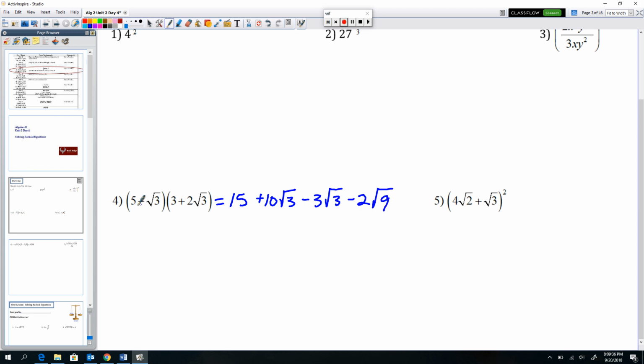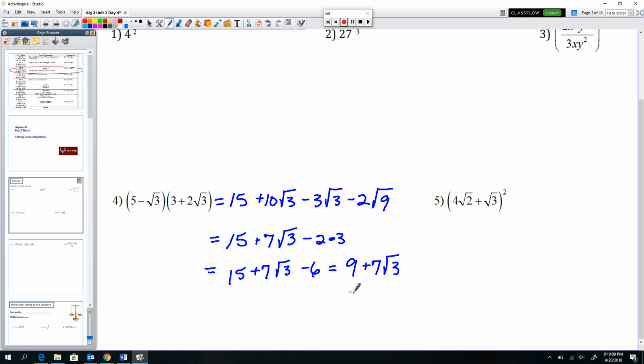Remember, you multiply the things on the outside by each other, and you multiply the things on the inside by each other. And now we'll try to combine what we can. 10 square roots of 3 and negative 3 square roots of 3 is 7 square roots of 3. Minus 2 times the square root of 9, of course, is 3. So I've got 15 plus 7 square root of 3 minus 6. So the last thing I can combine here is 15 minus 6 is 9 plus 7 square roots of 3.